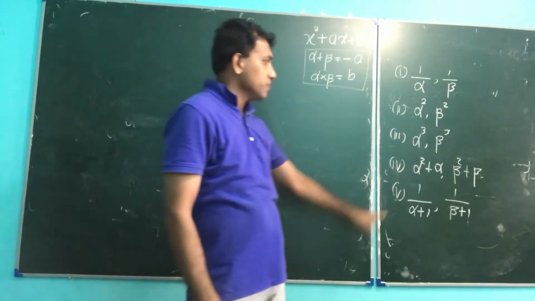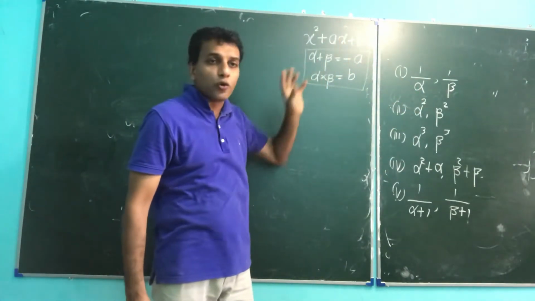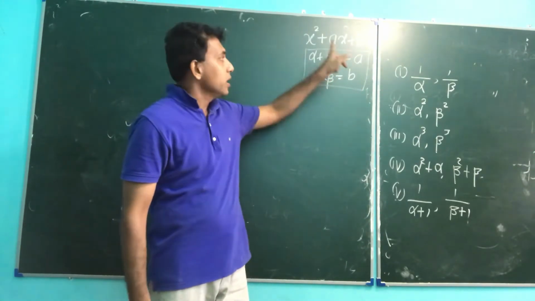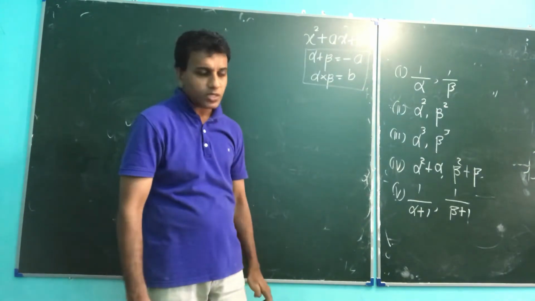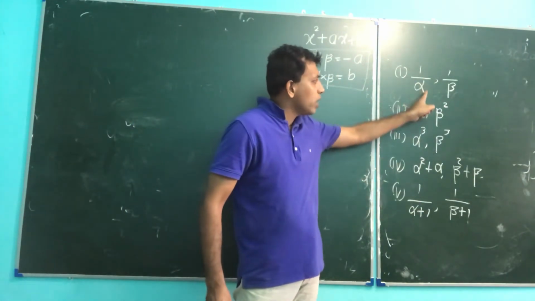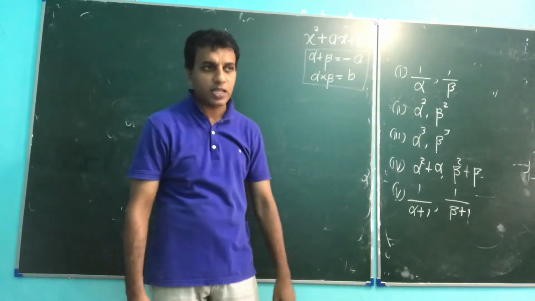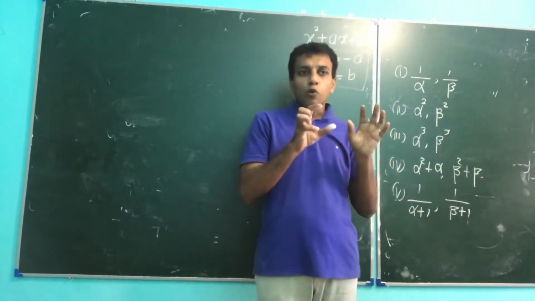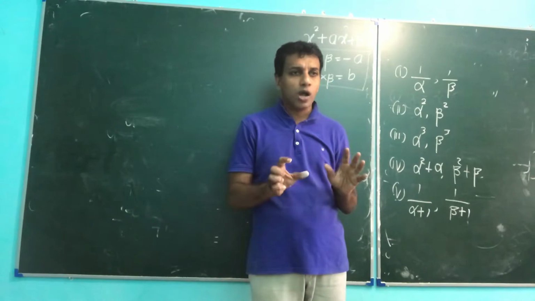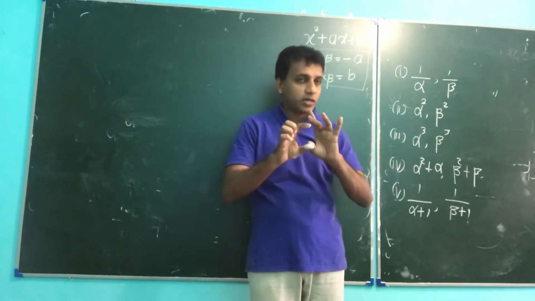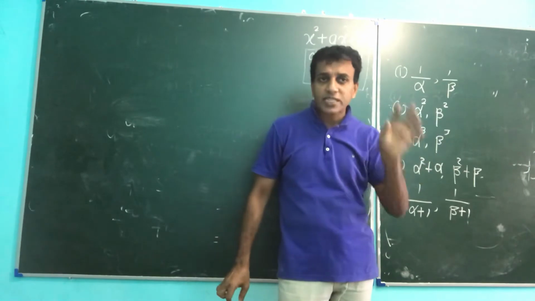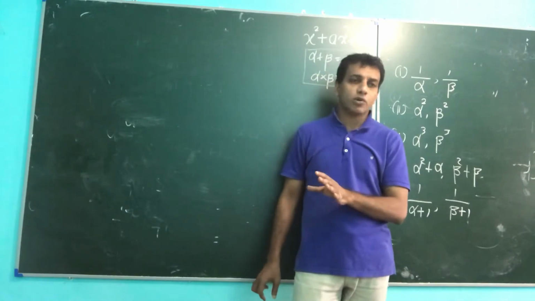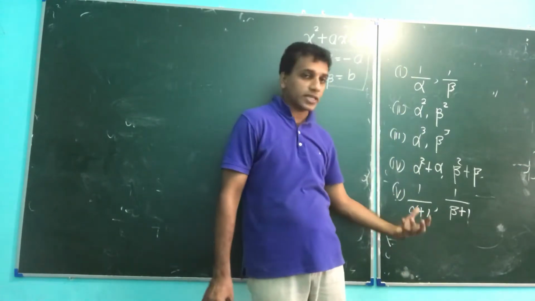Now see, for this equation x square plus ax plus b, the roots are alpha and beta. Then what is the equation whose roots are 1 over alpha and 1 over beta? See the method. If you see your note, there's a step I said: if the roots are known, how to write the equation? The method is x square minus sum of the roots into x plus product of the roots equal to 0.